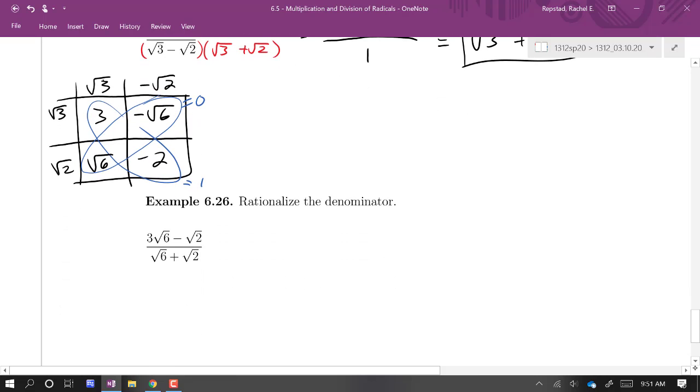Let's do another. I always start by just making sure that the individual radicals themselves are simplified, like reduce the order, or make sure I take out perfect powers. These are already simplified. What's my first step here? How do I rationalize?